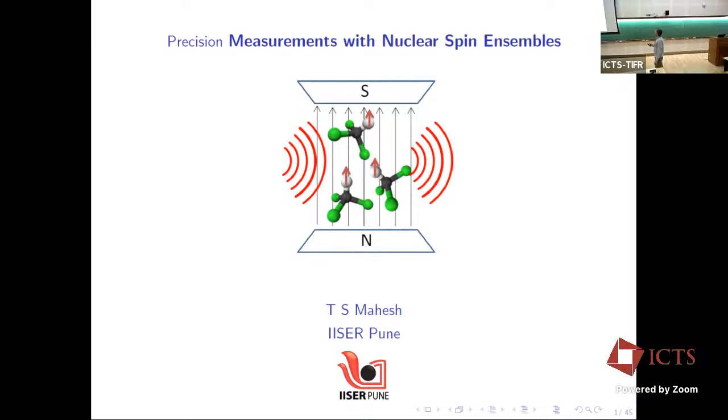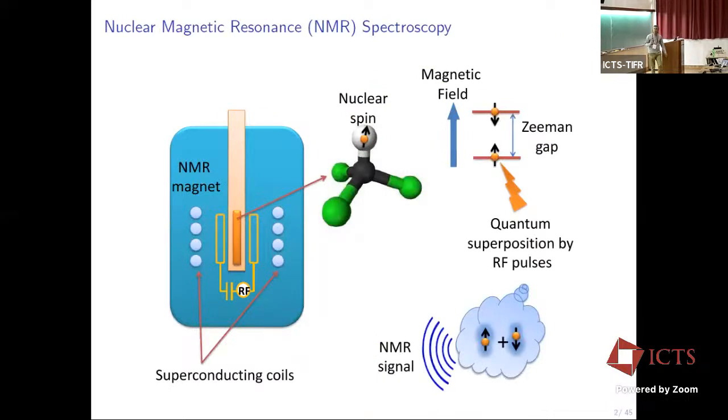Today I'll be speaking about precision measurements with nuclear spin ensembles. Less precisely about precision, it's more about other aspects. Using the NMR technique, as Professor Unnikrishnan mentioned, we take nuclear spin ensembles and then do magnetic resonance. So the setup is like this. This is the overall summary of the platform that I'm going to talk about.